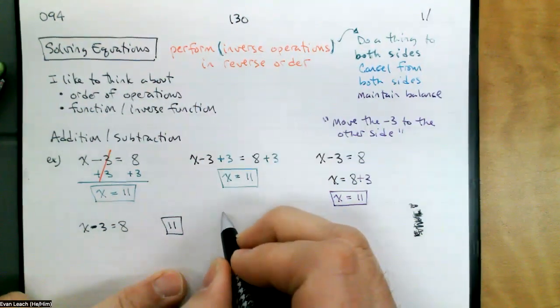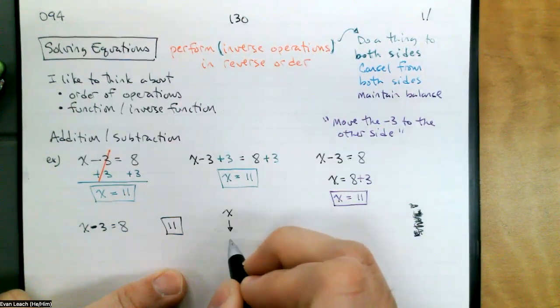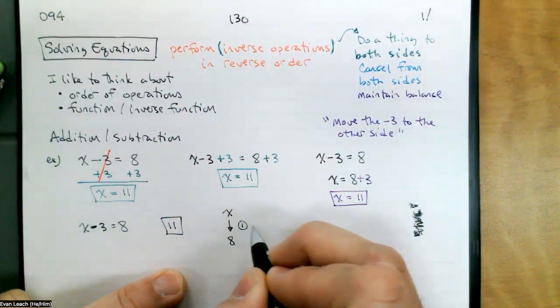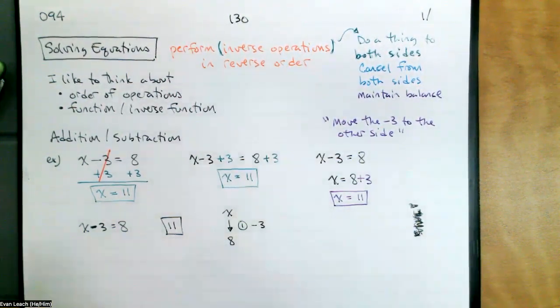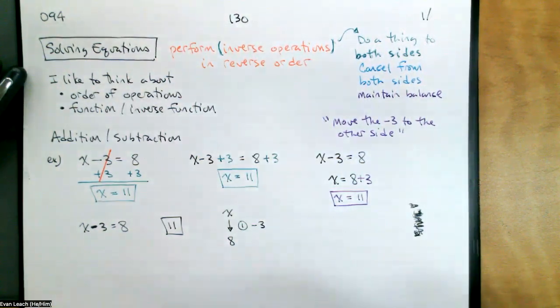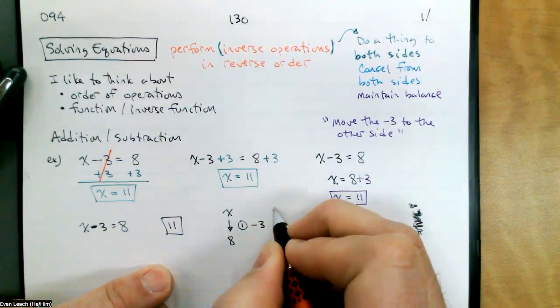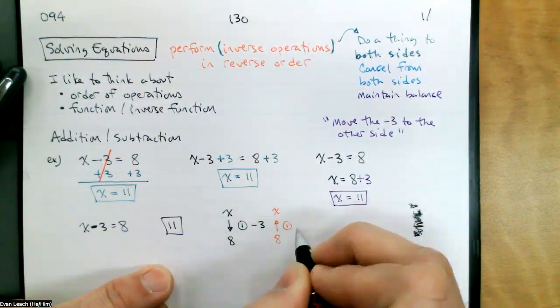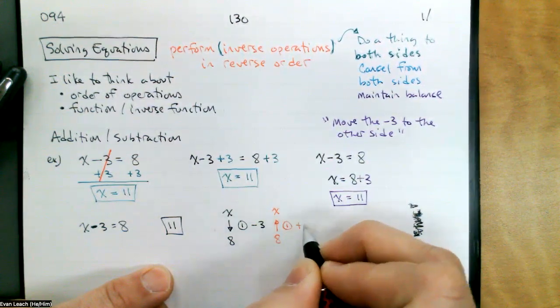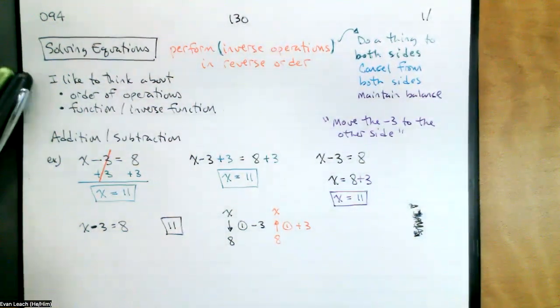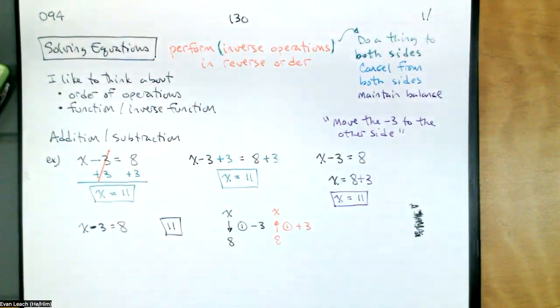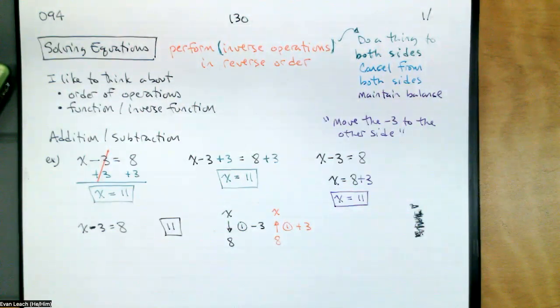So x turned into 8 by this operation, subtracting 3. So to turn 8 back into x, the inverse of subtracting 3 is we add 3. The equation is telling us x turns into 8 by subtracting 3. So 8 turns back into x by adding 3.